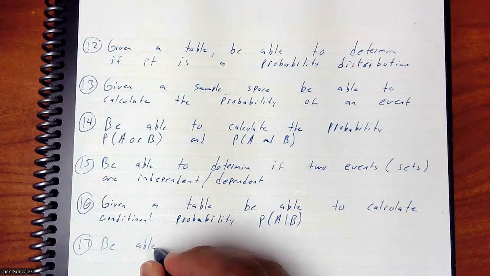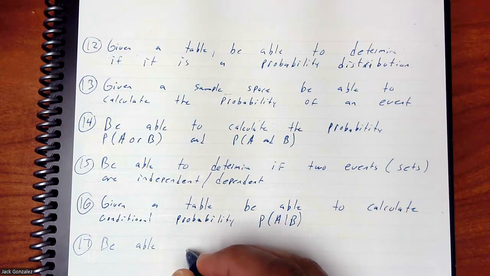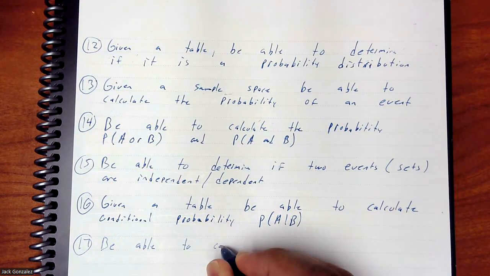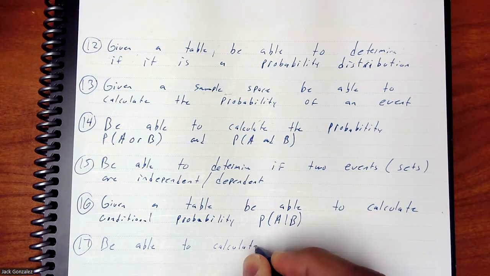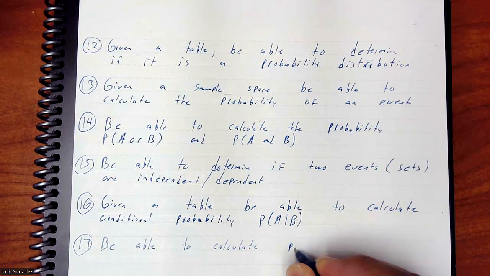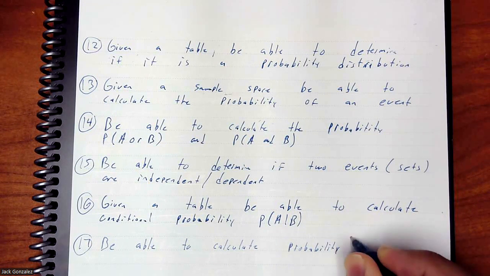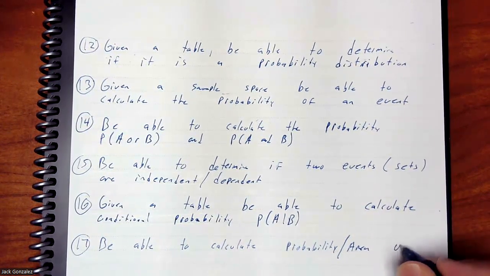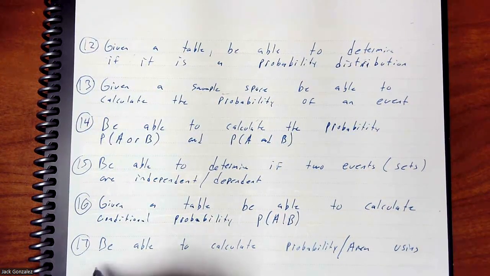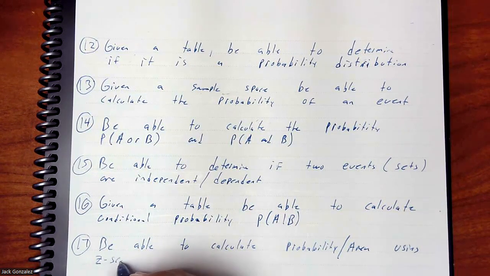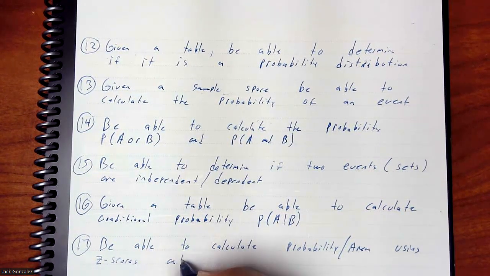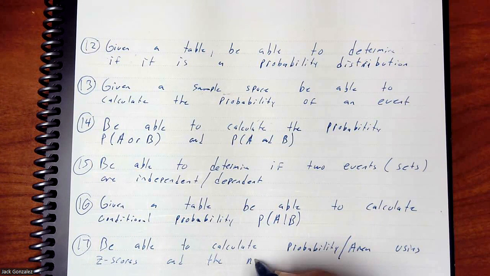I'm sure you know how to do this one, but be able to calculate probability, which is the same as the area, using z-scores and the normal distribution.